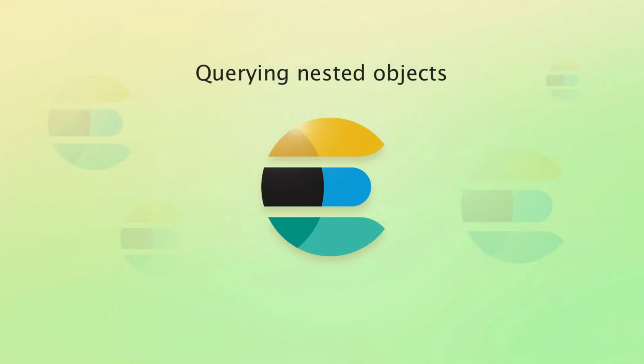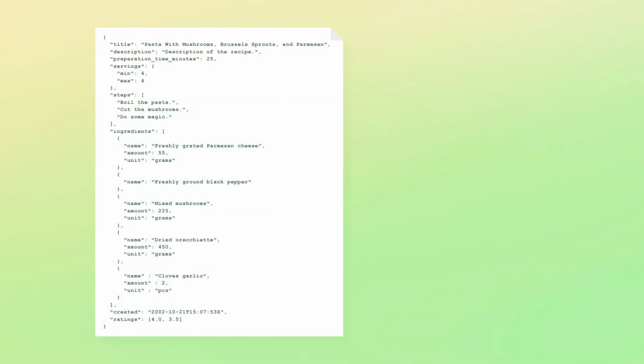In this video, we are going to talk about how to query nested objects in Elasticsearch. Just so you know which kind of documents we'll be working with, here's an example document. Each document represents a food recipe. Most of the fields should be pretty self-explanatory, so let me focus on the ingredients field, since that's the one we'll use in this video.